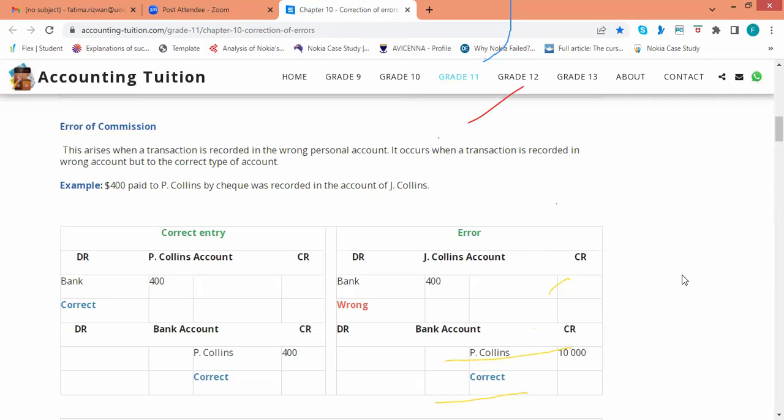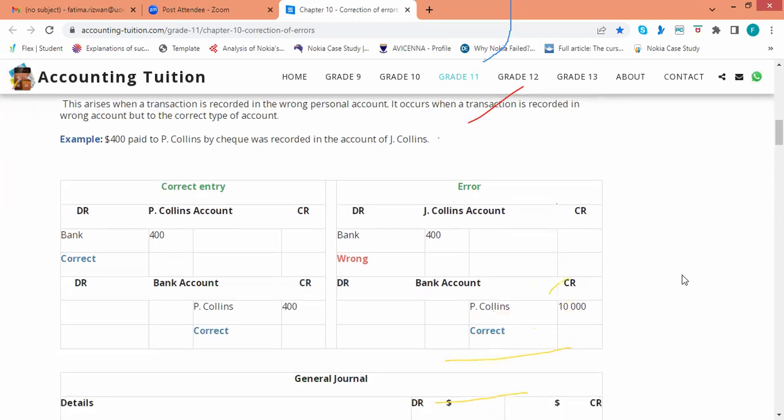For example, over here it's written 400 paid to P Collins. We paid to P Collins. Why did we pay to P Collins? Because maybe P Collins was our supplier, the creditor. 400 paid to P Collins by check was recorded in the account of J Collins. So it was P Collins, but instead of noting it down, we've written J Collins. So what was the correct entry? The correct entry was that cash was paid, so bank credit and P Collins debit. That was the correct entry.